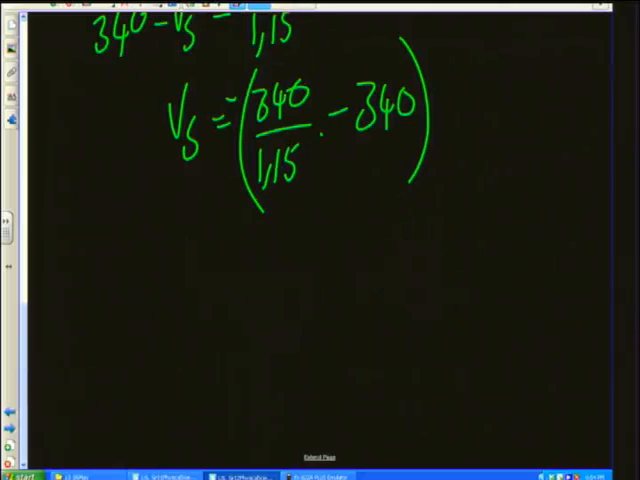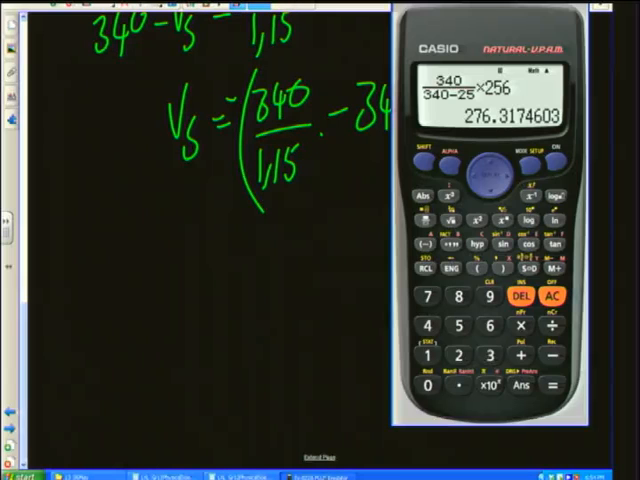Let's see what that works out. It should give me a positive answer. Hope it does. Let's check it. So first thing I'm going to do, I'm going to put a minus sign, put a bracket, put the fraction 340 divided by 1,15. Next one, minus 340. Close the bracket, push the answer, and we get 44,3435. So 44,35 meters per second.